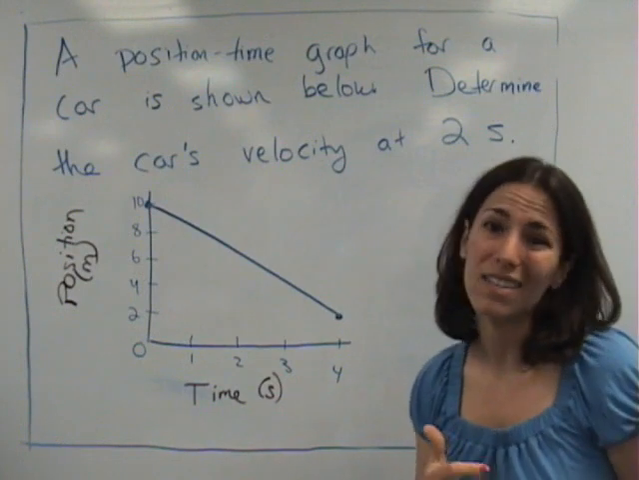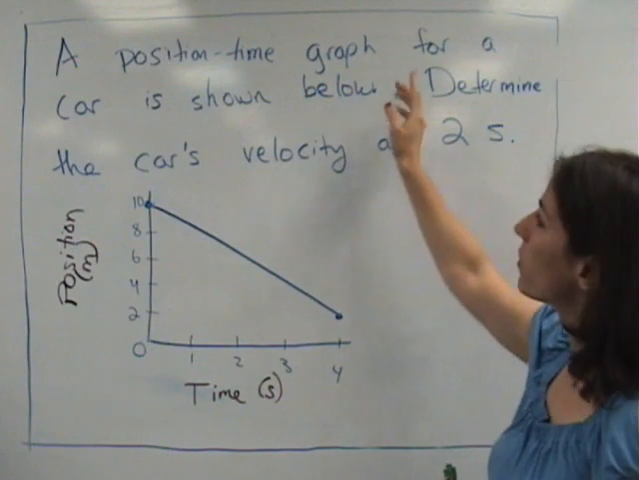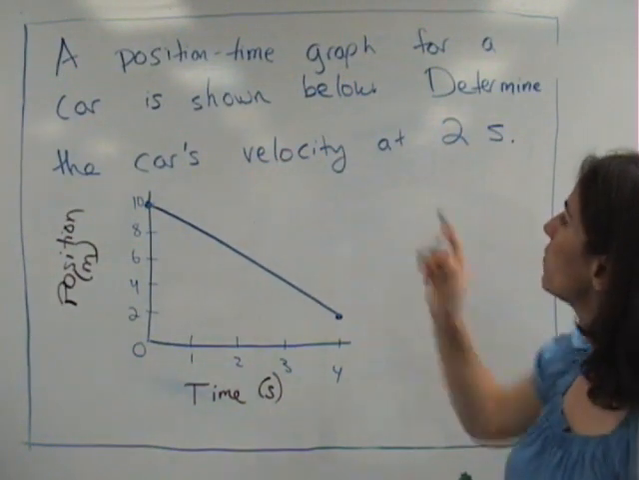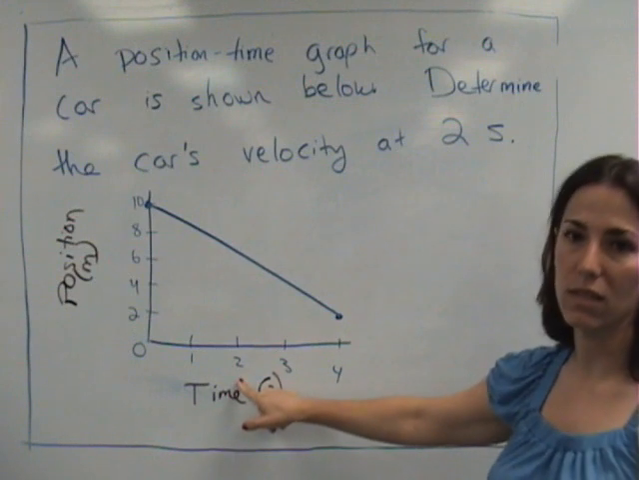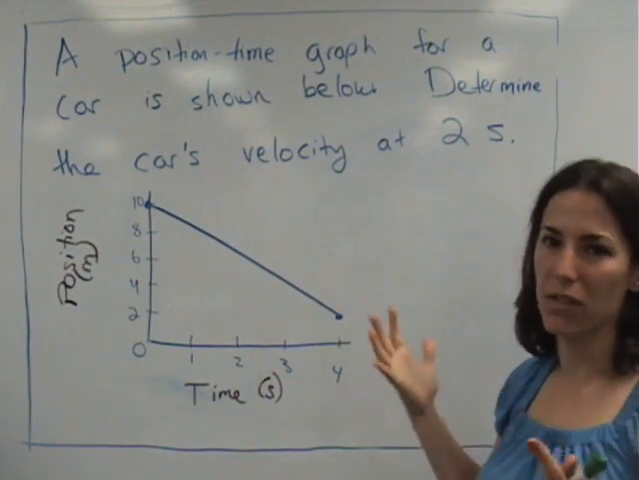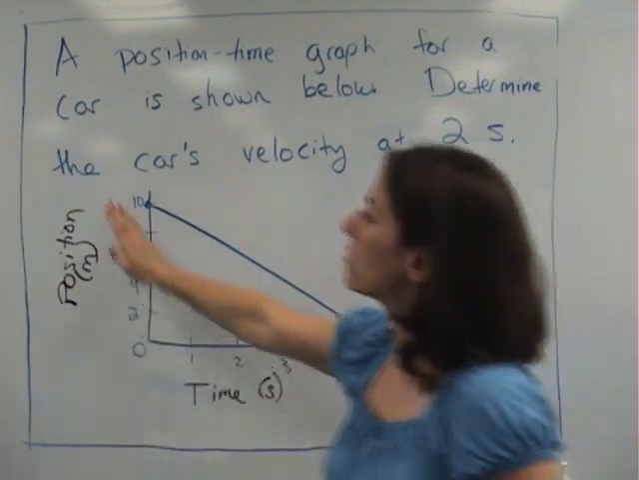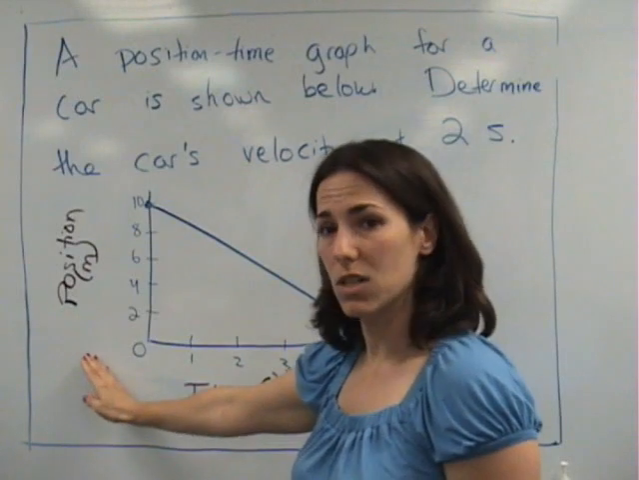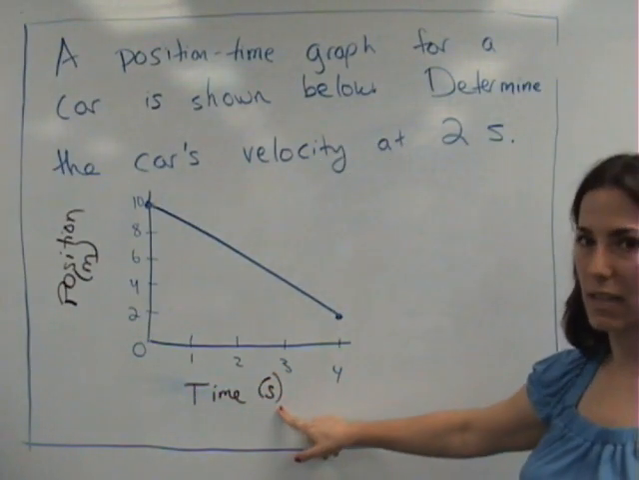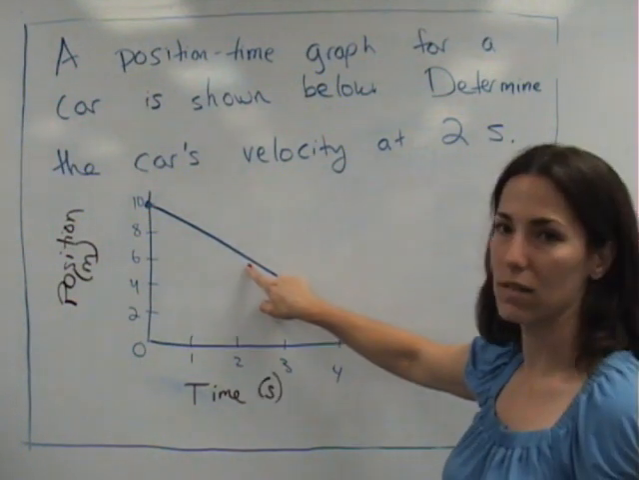So let's see what this problem is asking in specific. This problem says, a position-time graph for a car is shown below. That's right here. Determine the car's velocity at 2 seconds. So I'm asked to find a velocity from a position graph, and when I'm asked to find anything from a graph, the first thing I do is look at the axes, see if I know what's on them. So on my y-axis right here it says position in meters, and on my x-axis right here it says time in seconds. So I want to find the velocity at 2 seconds.